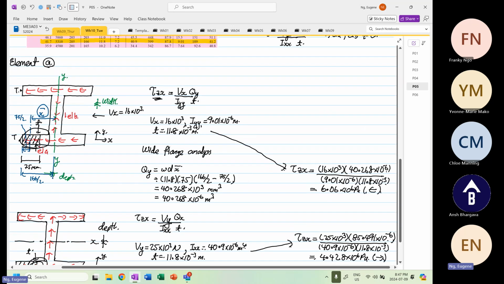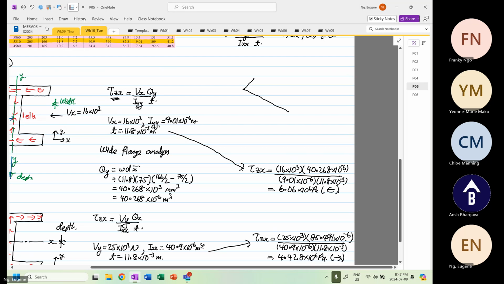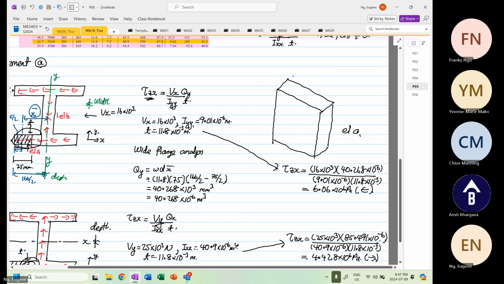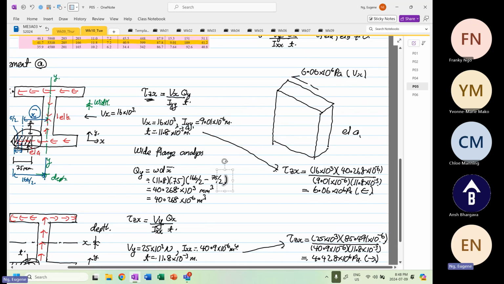So now if we were to draw it as an element in terms of shear, how does it look like? Now I'm going to sketch the element A out. This is our element A. So we got one shearing stress going in this direction at 6.06 times 10 to the power 6 Pascal, and this is due to Vx. We have another shear direction going down this way, at 4.428.